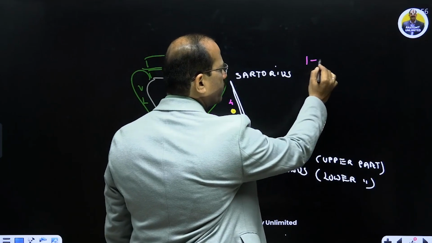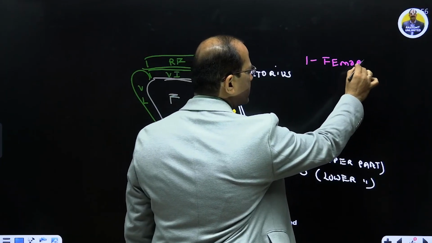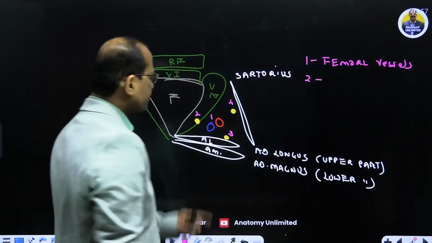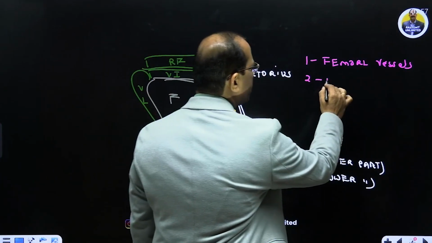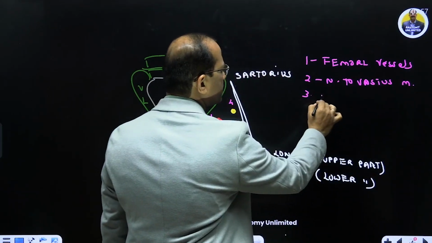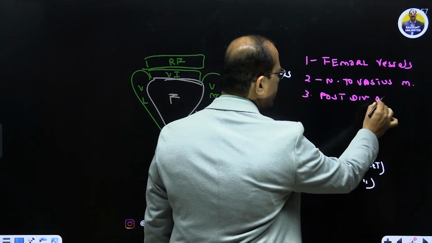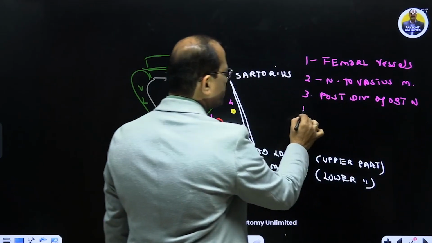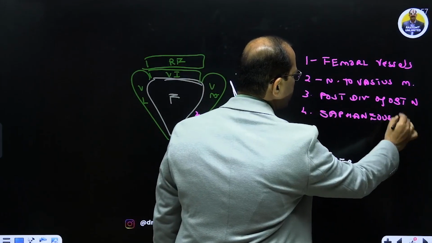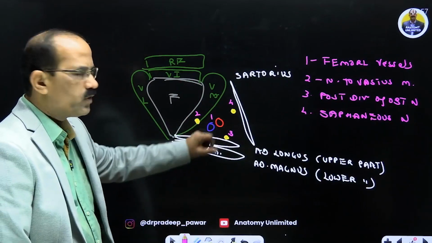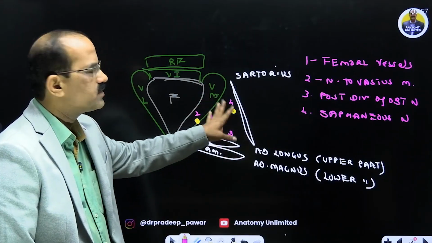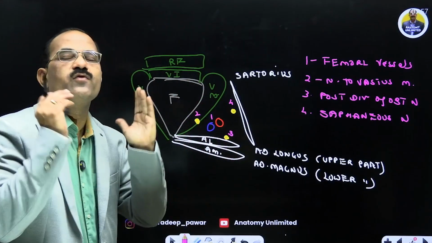1 is the femoral vessels, artery and vein. Who's 2? 2 is the nerve to vastus medialis. 3 is the posterior division of obturator nerve. 4 is saphenous nerve. ठीक है. So number 1 are the femoral vessels, number 2 is the nerve to vastus medialis, 3 is the posterior division of obturator nerve, and 4th is the saphenous nerve. So ये बन गए contents of adductor canal.